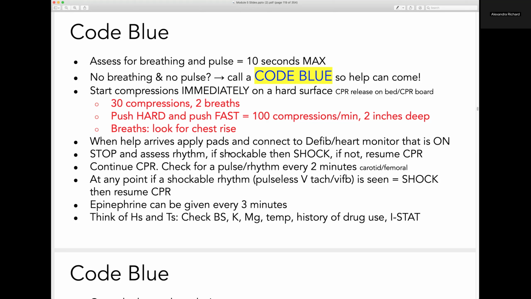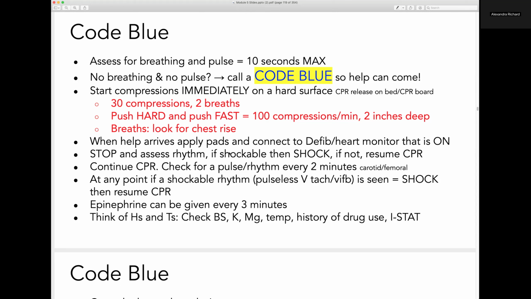When help arrives, you apply the pads. Remember, high right, low left. You connect them to the defibrillator heart monitor. Turn it on. You stop and assess the rhythm because you want to know right away, do I need to shock this rhythm? Because you don't want minutes to go by and the patient is losing 10% chance of survival. So you assess it. If it's pulseless VTach or VFib, you're going to shock the patient. Make sure no one is touching the patient when you deliver that shock. You have to clearly yell out, clear. Do not touch the patient. Even touching the ambu bag or the oxygen that's on the patient, someone can get hurt.